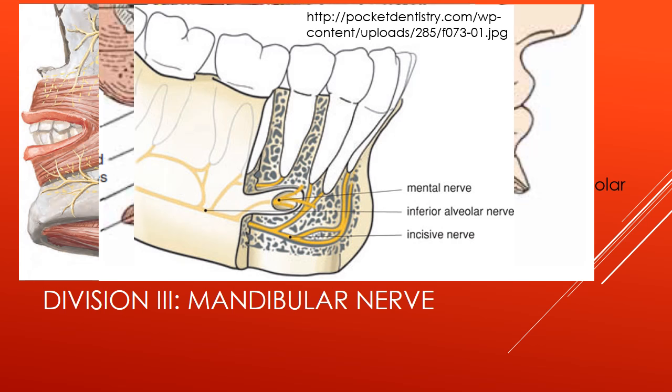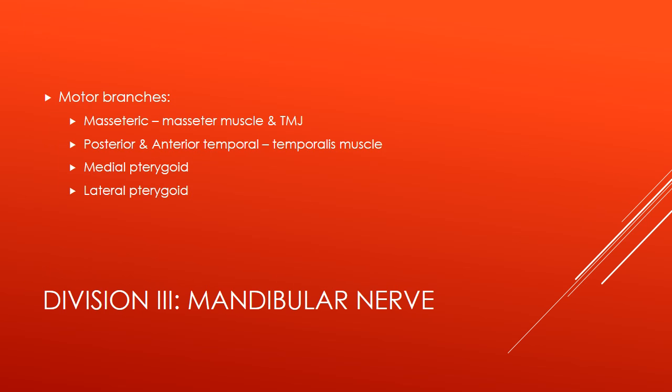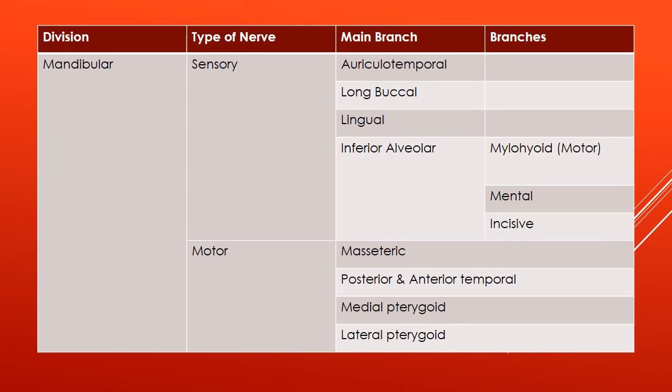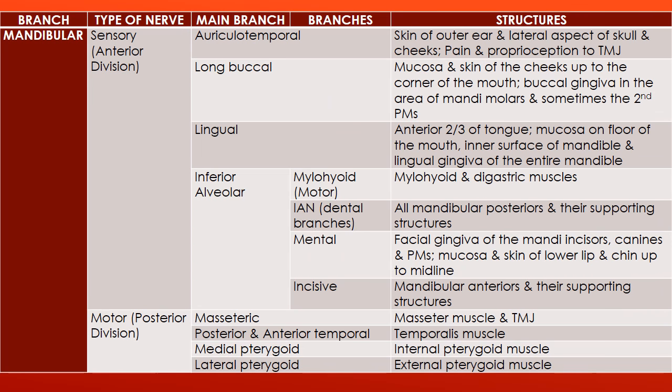The mandibular nerve is the only motor trigeminal nerve. These are the motor branches of the mandibular nerve or V3 and the muscles that they innervate. This is a table summarizing the main branch and the smaller branches of the mandibular nerve of cranial nerve 5 and the type of nerves these branches are. This is another table including the different structures that these branches innervate.